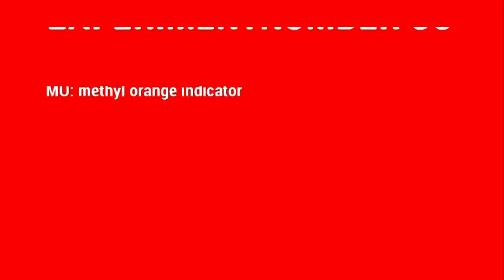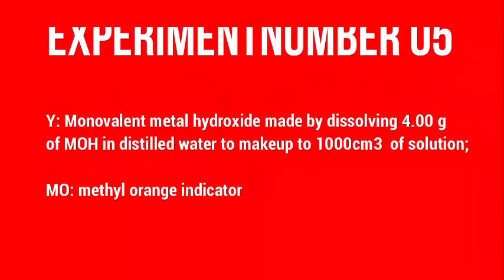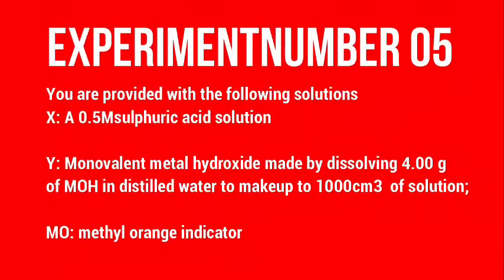In experiment number 5 you are provided with the following solutions. Solution X contains 0.5 molarity of sulphuric acid, and solution Y contains a monovalent metal hydroxide made by dissolving 4 grams of metal hydroxide in distilled water up to 1000 ml of solution, that is 1 liter. It means 4 grams dissolved in 1 liter. Our indicator is methyl orange indicator, which we are going to use in the titration.